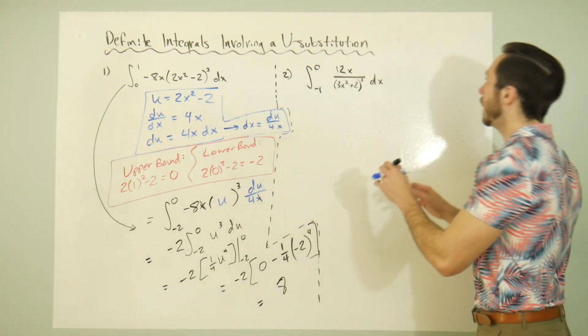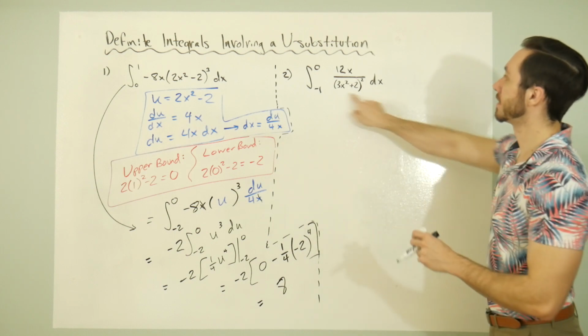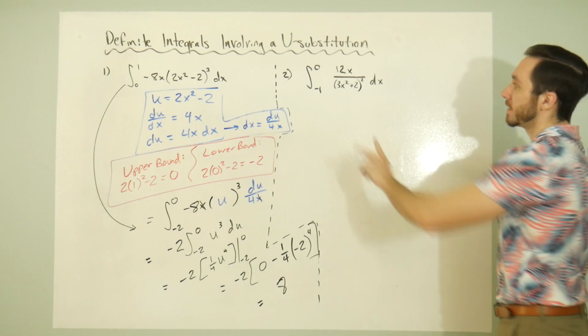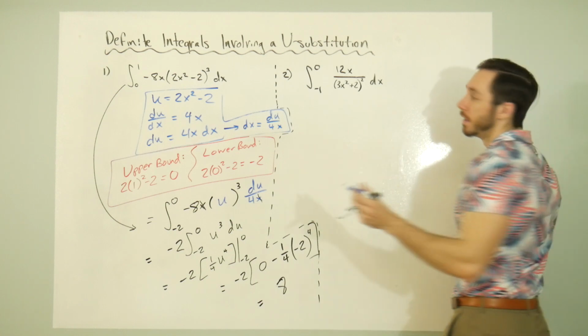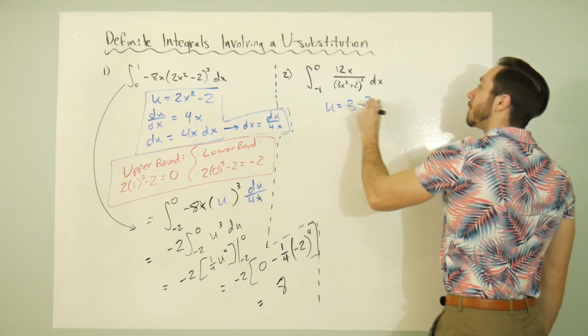So, let's make our u the thing in parentheses here, which is this expression to the second, it's just going to be the 3x squared plus 2. So that's going to be my u. I'm going to say u is equal to 3x squared plus 2.